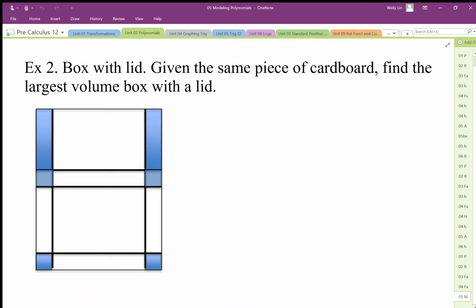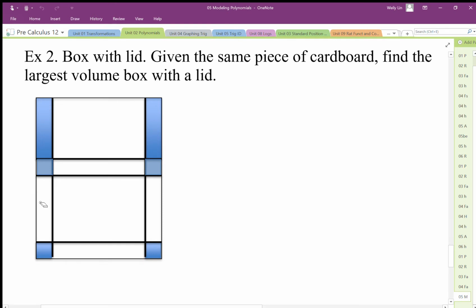So this next problem is to take that same piece of paper and make a box with a lid on it. To do that, we would want to be able to chop this up, and so this is kind of the template for the box with this. So how would this work?